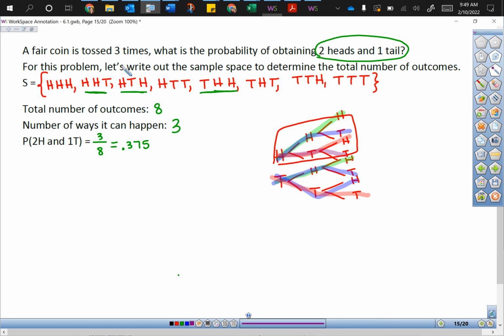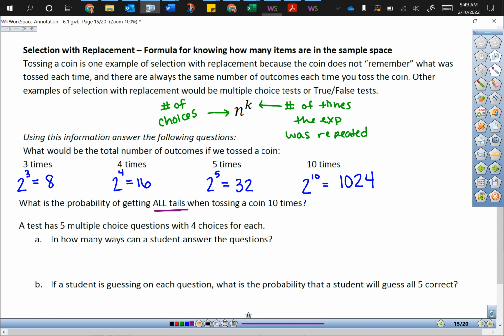I want you to think back to this sample space right here. Even when I only tossed a coin 3 times, how many ways could I toss a tails every single time? Just 1. That's not going to change. So the probability of getting all tails when tossing a coin 10 times is going to be 1 out of 1,024. Now, I don't really care about the decimal on this one. You don't even need to know the decimal to tell me, is this likely or unlikely? Unlikely. It's going to be pretty close to 0.